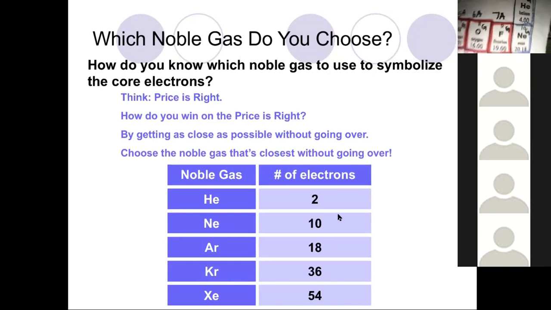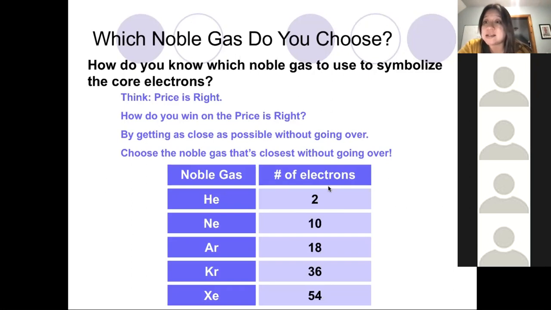He, its atomic number is 2. Ne, its atomic number is 10. Ar, its atomic number is 18. Kr, its atomic number is 36. And xenon, or Xe, is 54. These are just the atomic numbers. Since noble gases don't have charges, the atomic number and the number of electrons are the same number. Okay?